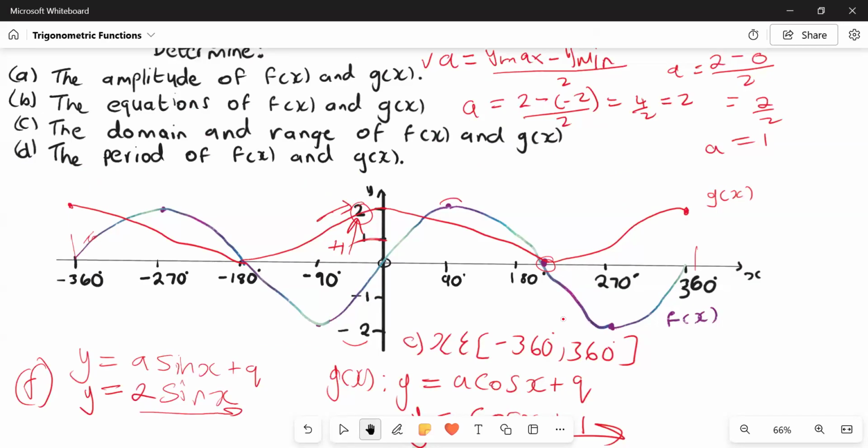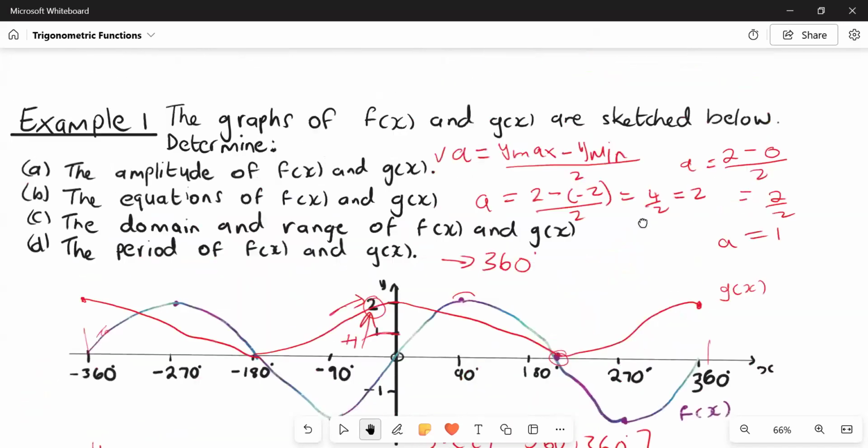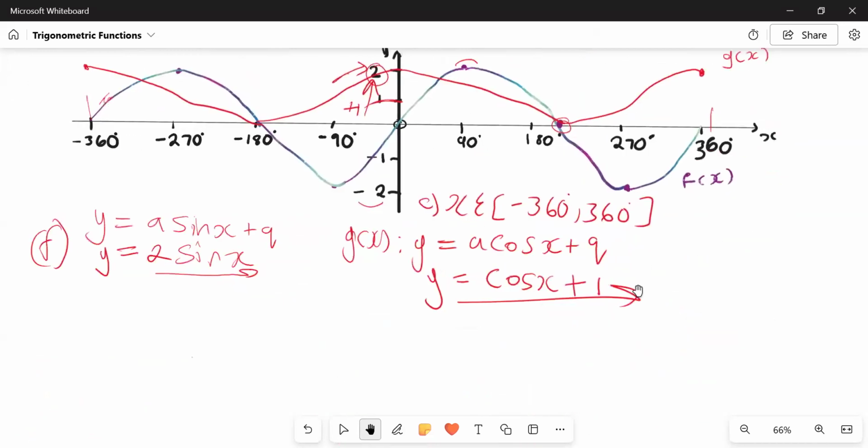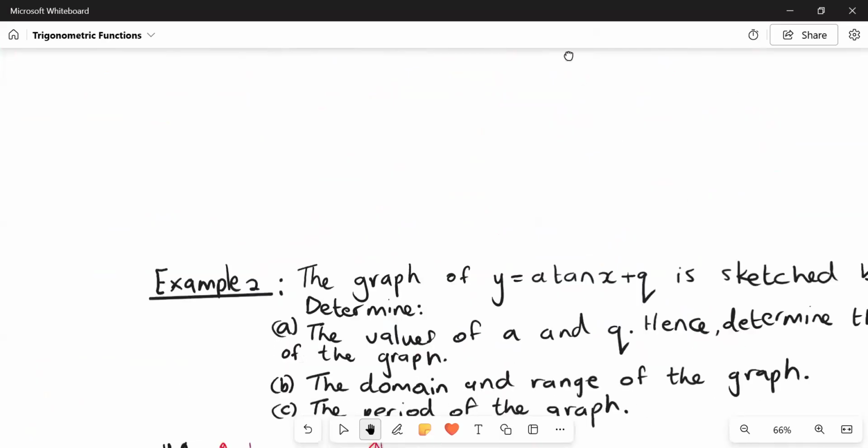Then the period. So to get the period, obviously the period is just 360. The standard period of cos and sine is just 360. Then we're done answering this question. That's how you interpret the graphs. But I will come with more questions, guys. Now let's move to the next question.